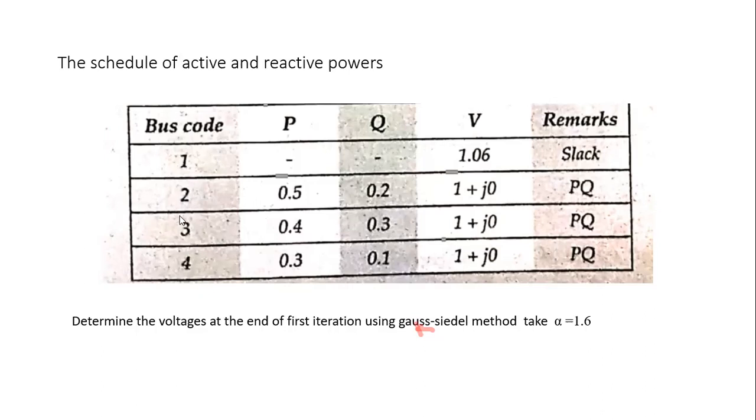Therefore, what is the dimension of the Y-bus matrix? The dimension for the Y-bus matrix is 4 by 4. Then we calculate the Y-bus matrix. Since we have 4 buses, the matrix has the following elements.